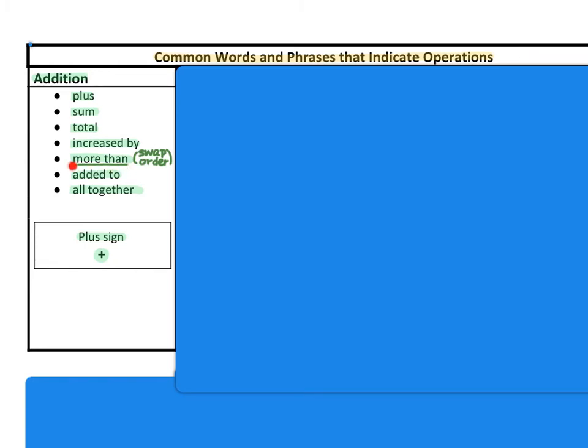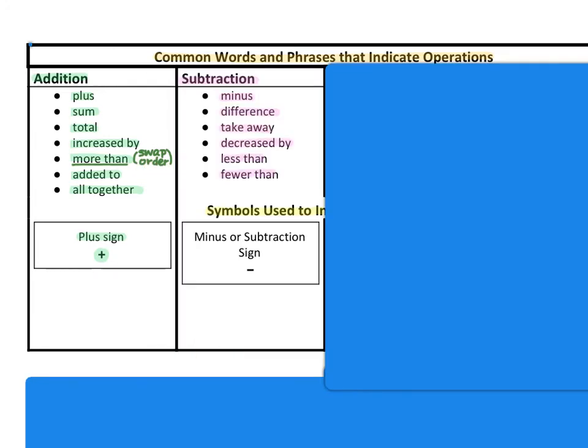More than is one special phrase for addition that contains a word that is referred to as a yield word. So whenever we see the word more than, we must always remember to swap the order. Let's move on to subtraction. Here are some words that mean subtract: minus, difference, take away, decrease by, less than, fewer than. When we see these words used within a verbal model, we must remember to use the minus or subtraction sign. There are 2 phrases in this list that have yield words that we need to also remember to swap the order of what's been subtracted.